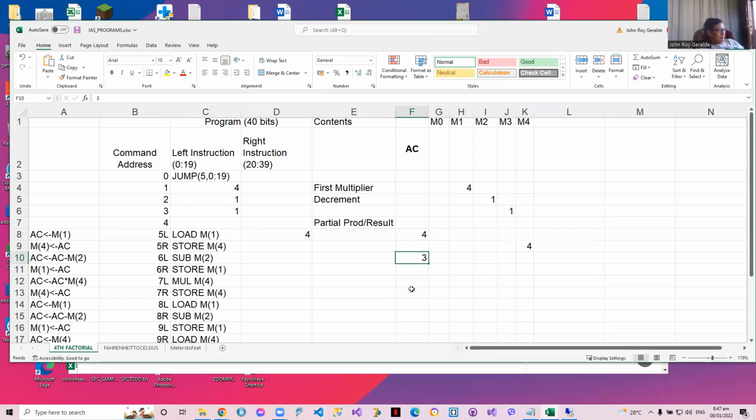Okay. And then we have M1 receives AC. Store M1. Okay. M1 receives AC. So this is now 3. This is our next multiplier. Okay. Mul M4. So what it does is AC receives AC times M4. AC is 3 times 4. Okay. So AC becomes 12. Sorry, dito pala 12. Do you follow? And store M4. So nandito na ngayon. This is the partial product.